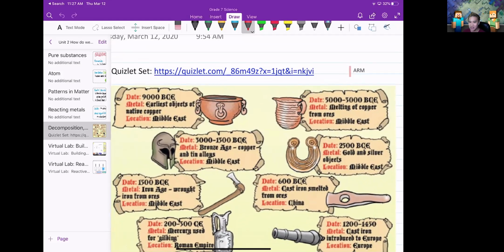In 5000 to 3000 BCE, there was the melting of copper from ores in the Middle East, and in 3000 to 1500 BCE, the Bronze Age, copper and tin alloys, also in the Middle East. In 2500 BCE, gold and silver objects were also found or extracted in the Middle East. As you notice here, there is the Bronze Age and the Iron Age.